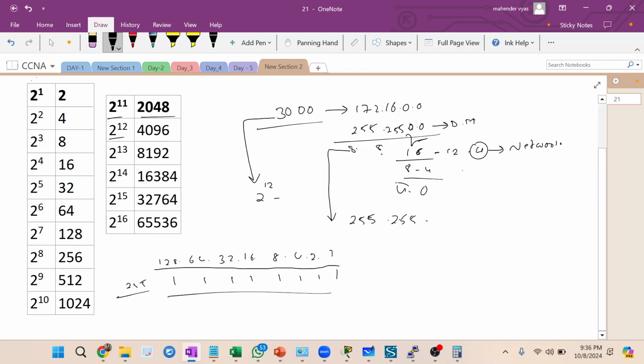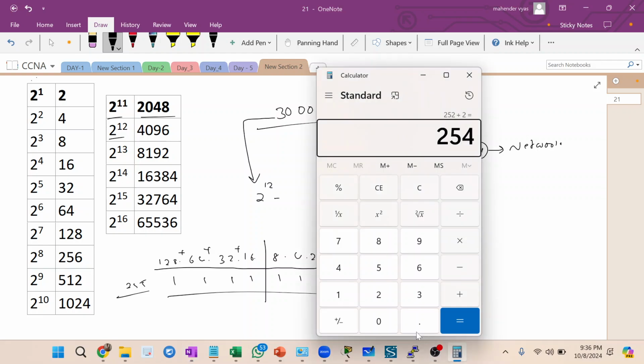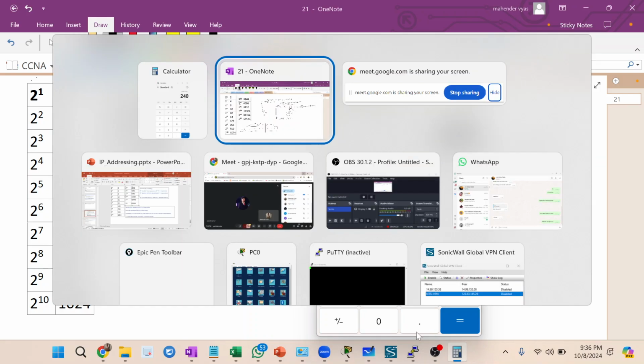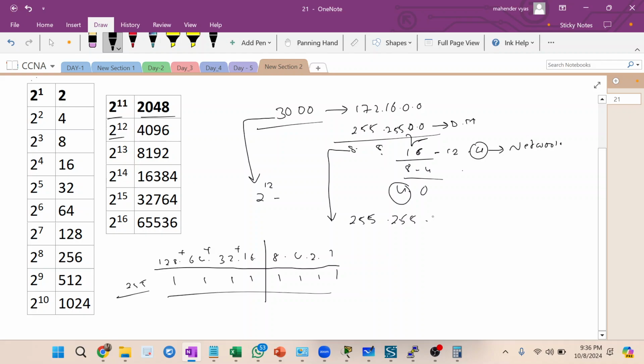Now we have only 4 network bits. So if it's only 4 bits, 128 plus 64 plus 32 plus 16, how much would it be? It is 240 now, right? Dot 0. This is our new subnet mask now. Clear?